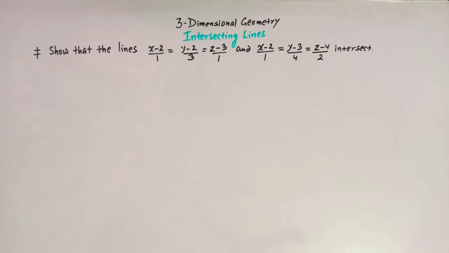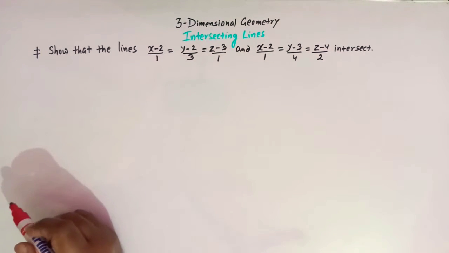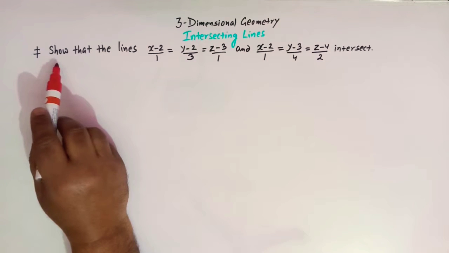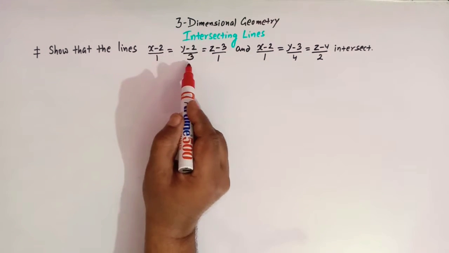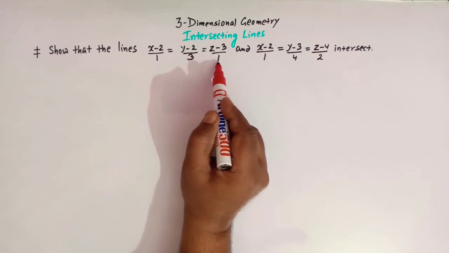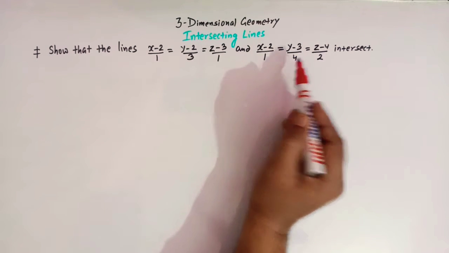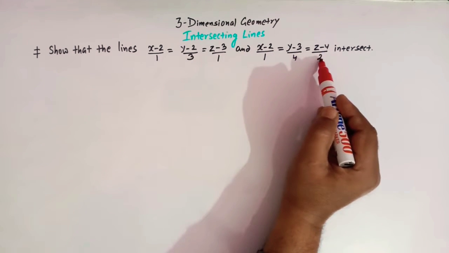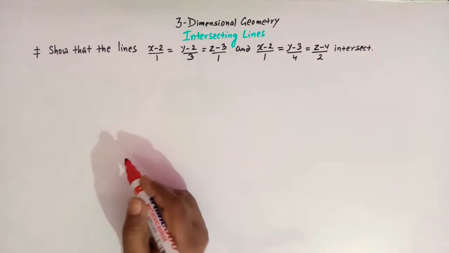Hello viewers, in today's class we are going to discuss an important topic from three-dimensional geometry. Here we have to discuss this problem of intersecting lines. We have to show that these two lines (x minus 2)/1 = (y minus 2)/3 = (z minus 3)/1 and (x minus 2)/1 = (y minus 3)/4 = (z minus 4)/2 intersect.